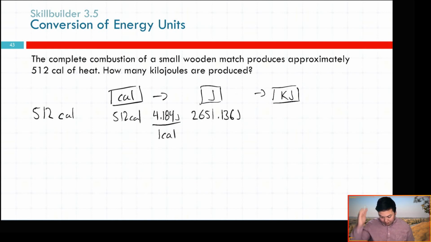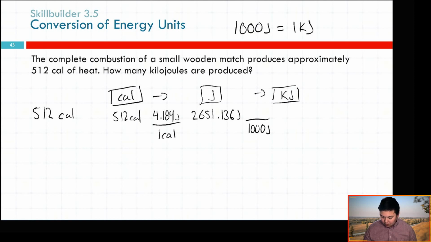Okay, so now we're going from joules to kilojoules. Remember that 1,000 joules is equal to 1 kilojoule. So we'll put 1,000 joules on the bottom, in the denominator, 1 kilojoule in the numerator, and now we'll divide by 1,000.